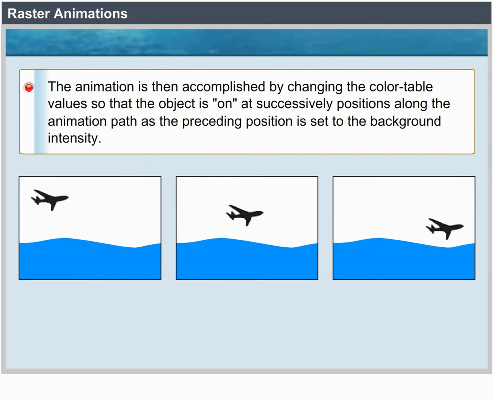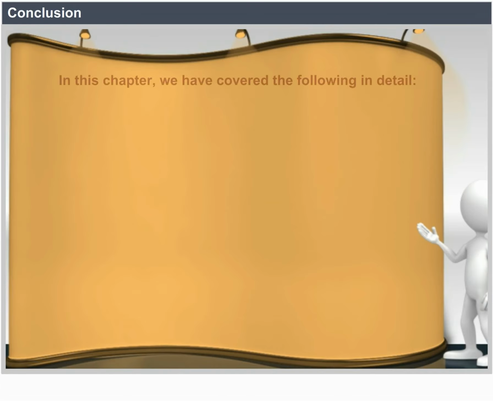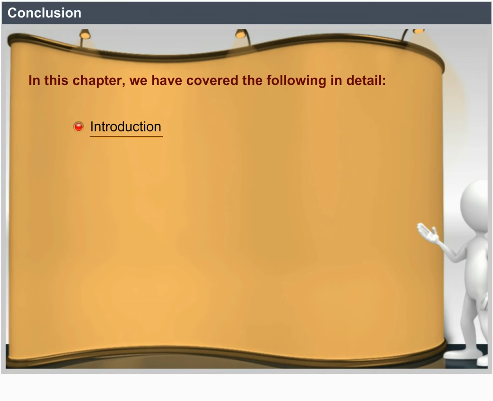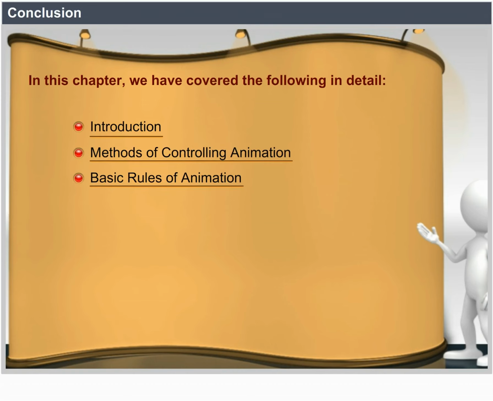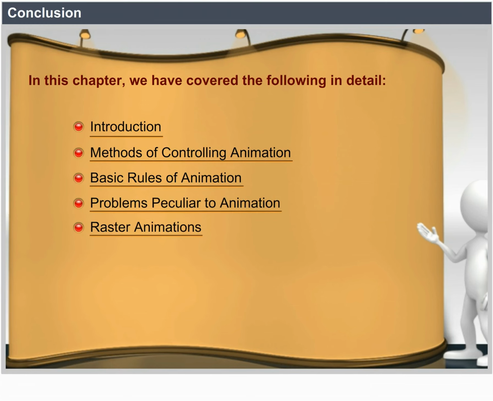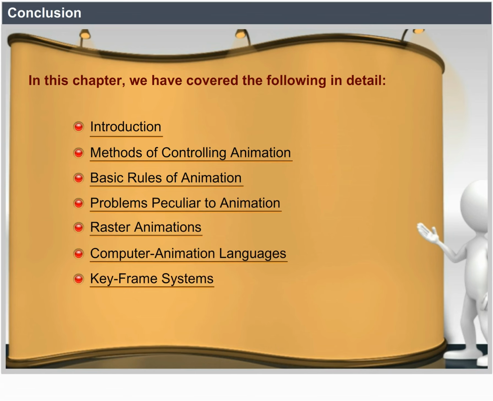Refer figure. Conclusion. In this chapter, we have covered the following in detail: Introduction, methods of controlling animation, basic rules of animation, problems peculiar to animation, raster animations, computer animation languages, keyframe systems, motion specifications.